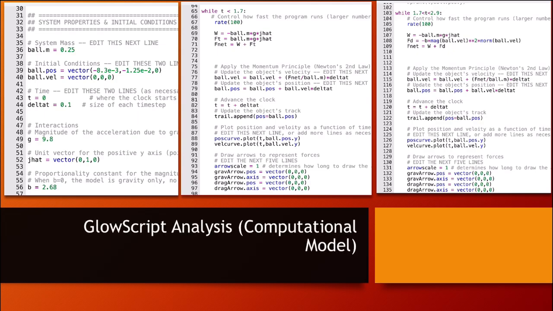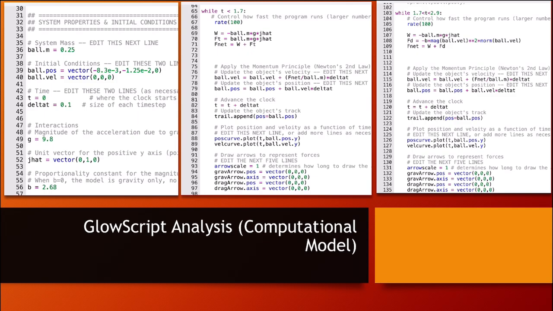I will now discuss my GlowScript analysis. The structure of this code was largely the same as found in Lab 2, so I began by copying and pasting that original GlowScript code into this lab. In this, I edited the mass of the slinky to be 0.25 kilograms. I set the slinky's original position and original velocity to be the same as in the initial conditions as the observational model. I set the value of g, the magnitude of acceleration due to gravity, to be 9.8. I also set b, the drag constant, to be 2.68, corresponding to my calculations.